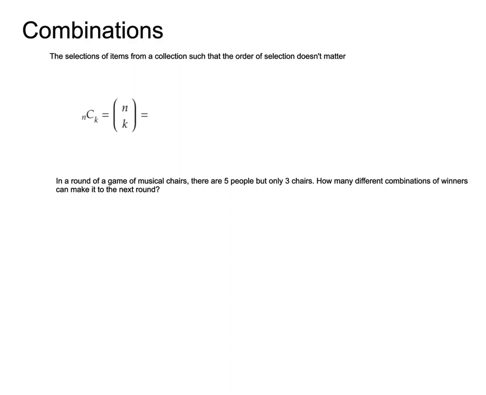Combinations are selections of items from a collection such that the order of selection doesn't matter. So they're very similar to permutations, except in a permutation the order does matter, whereas in combinations the order doesn't matter.